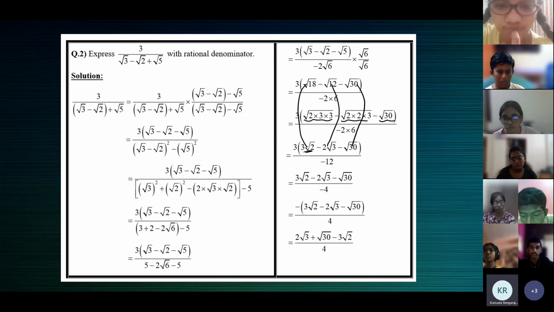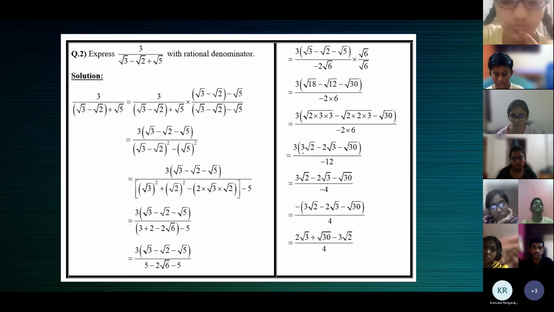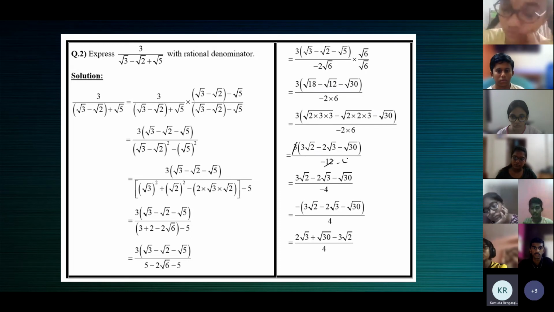Divided by minus 12. 3 1s are 3, 4s are 12. So minus 4. In the numerator, the 3 is gone. The 3 is gone in the numerator. It's cancelled with 12. 3 1s are 3, minus 4 times. So now this one: 3 root 2 minus 2 root 3 minus root 30, divided by minus 4.